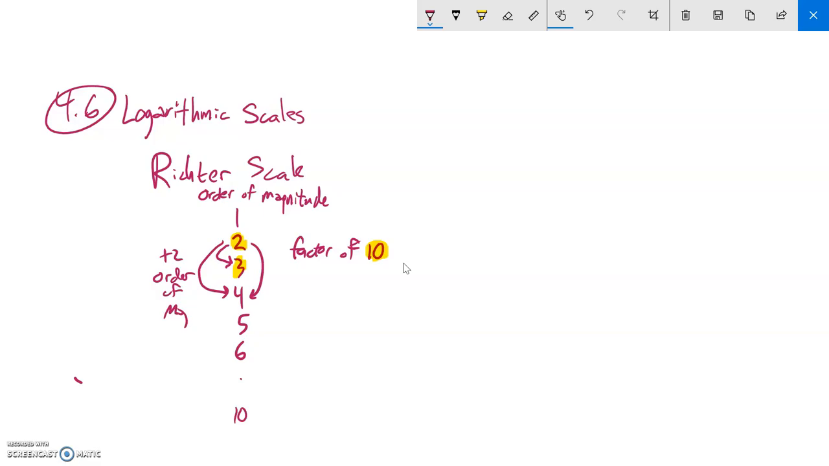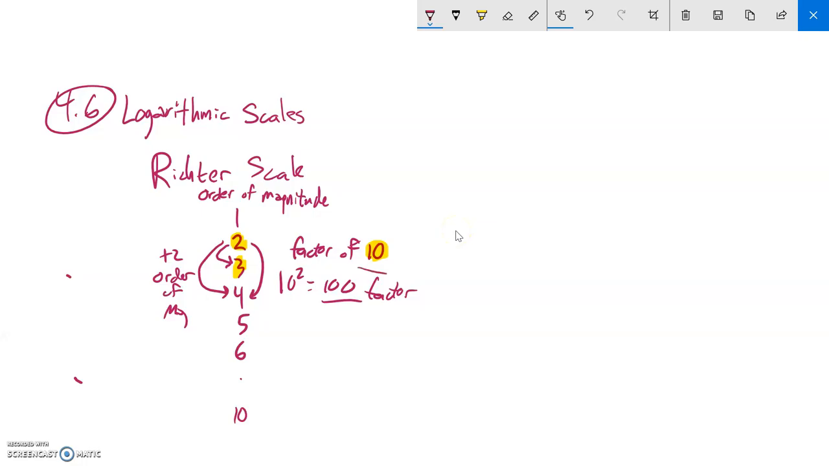So if I go from a 2 all the way up to a 4, notice that's a change of 2 in the order of magnitude. My change in here is actually 10 twice. It's not 20, it's 10 to the second power. It's actually 100 times more intense. So it actually changes by a factor of 100. This is how logarithmic scales work.